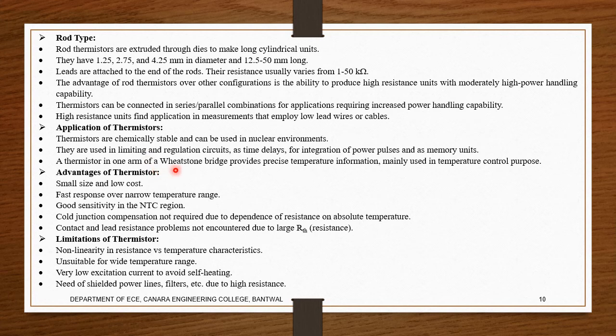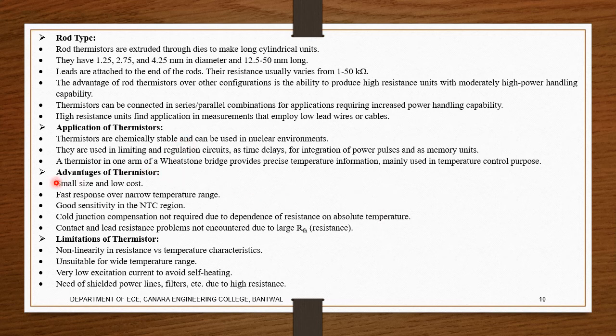A thermistor in one arm of a Wheatstone bridge provides precise temperature information, mainly used for temperature control purposes, so that we can sense it. If uncontrolled heat or uncontrolled temperature is there, at that time you can take a measurement of this and use it for safety purposes. Okay, these are the applications.